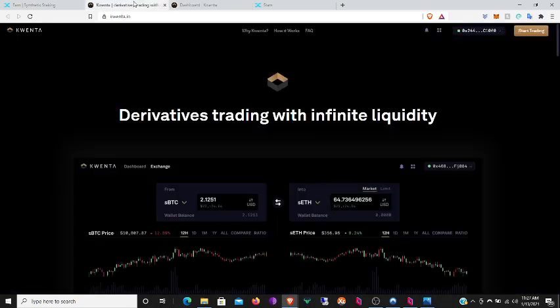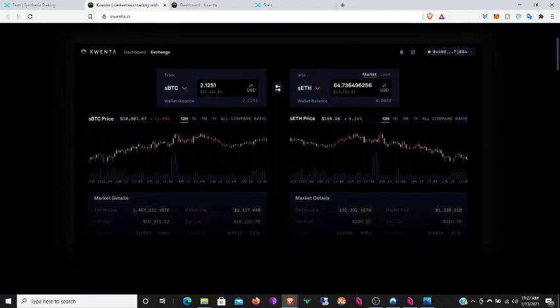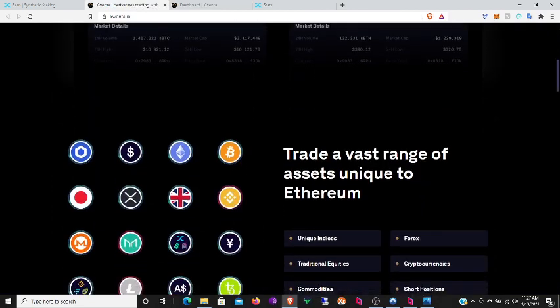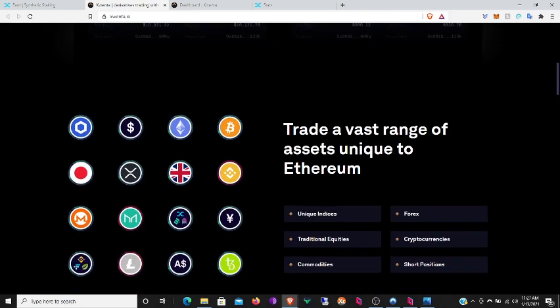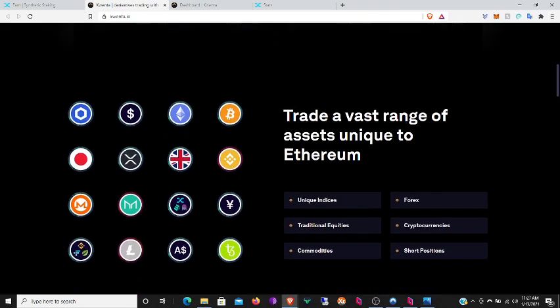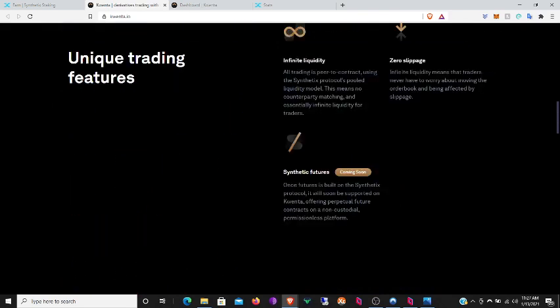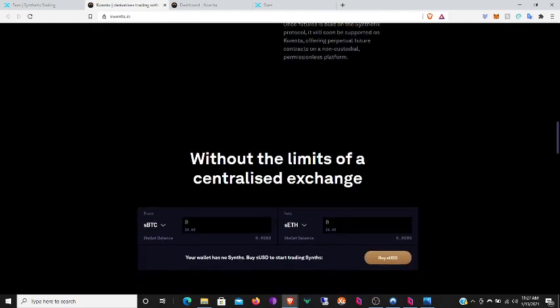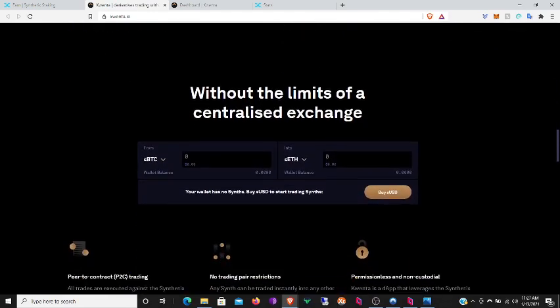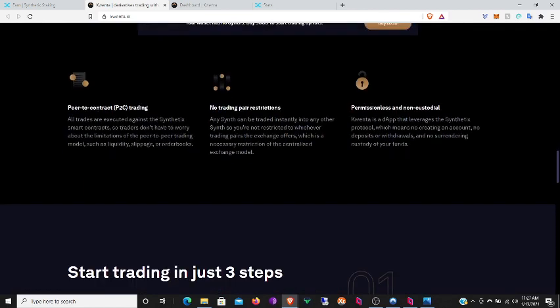What is that? Well, it's Kwenta, a derivatives trading platform with infinite liquidity. So it's a platform where you can trade a vast range of assets unique to Ethereum. And here, without the limits of centralized exchanges.